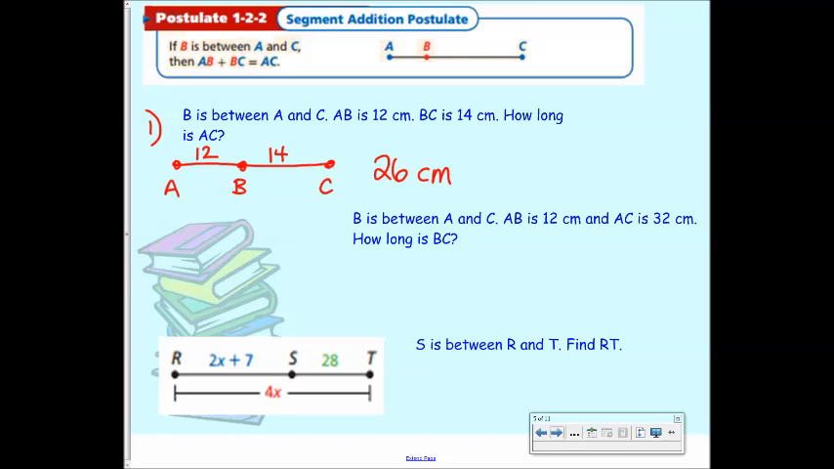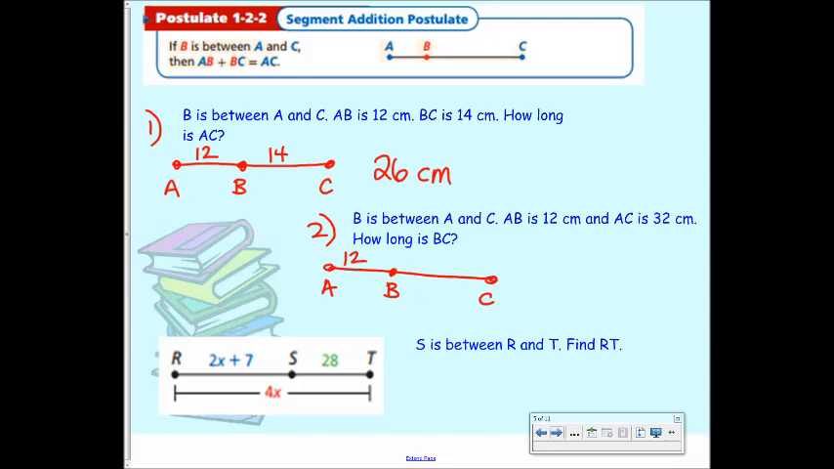Same thing in number 2. My first advice, draw a picture of it. Even if you just drew one, that took no time at all, so I'm going to draw another one. B is between A and C. Here it tells me AB is 12. But now what else does it tell me? AC is 32. AC is 32.